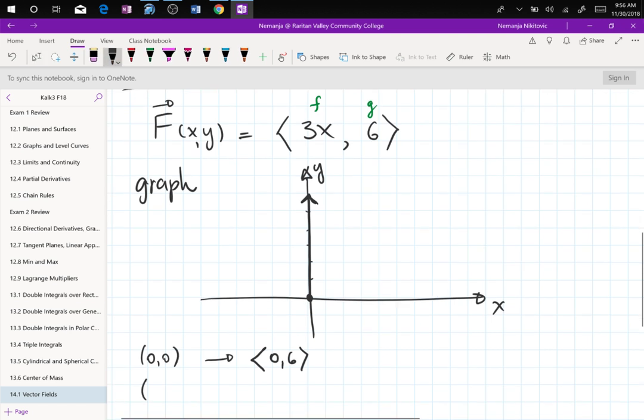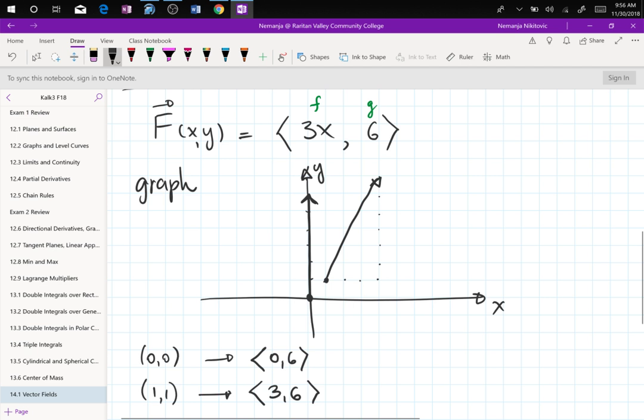What is happening at 1, 1? There's the point 1, 1. So what do I have? I have 3, 6. Great. So the starting point is where you start drawing the vector. Then you count 3, 6 from there. 1, 2, 3, 1, 2, 3, 4, 5, 6. This is the vector that will be there for 1, 1.